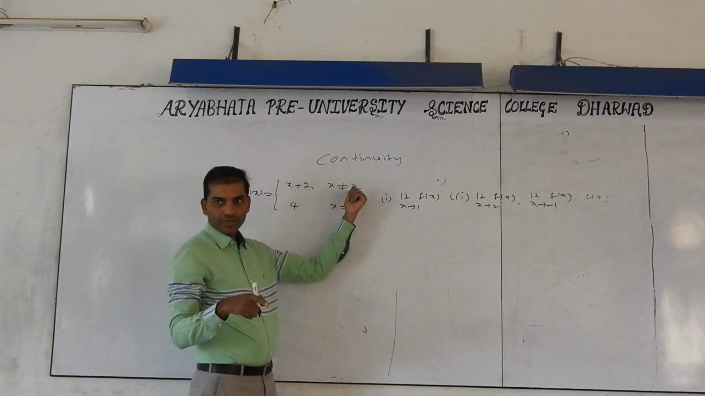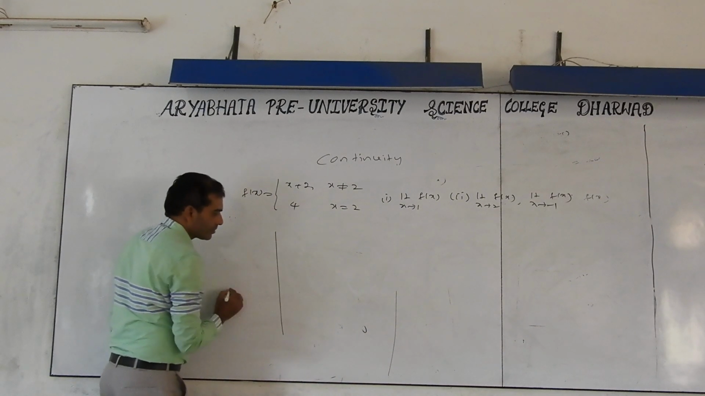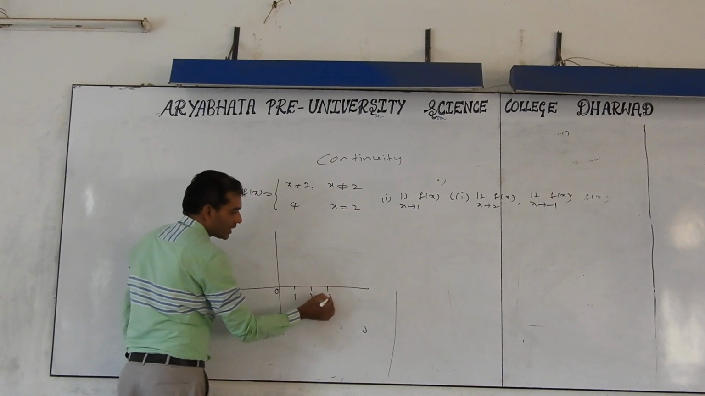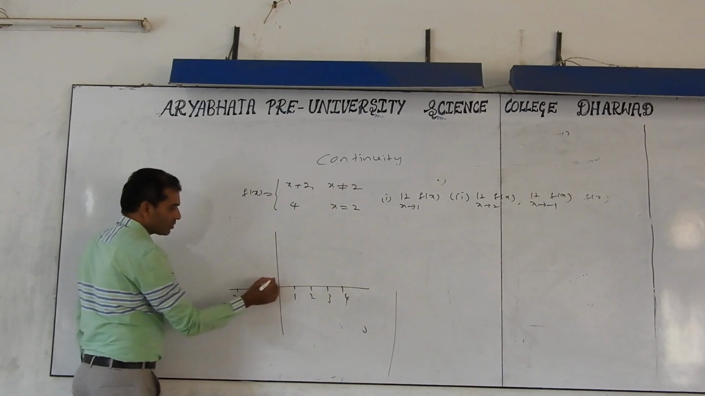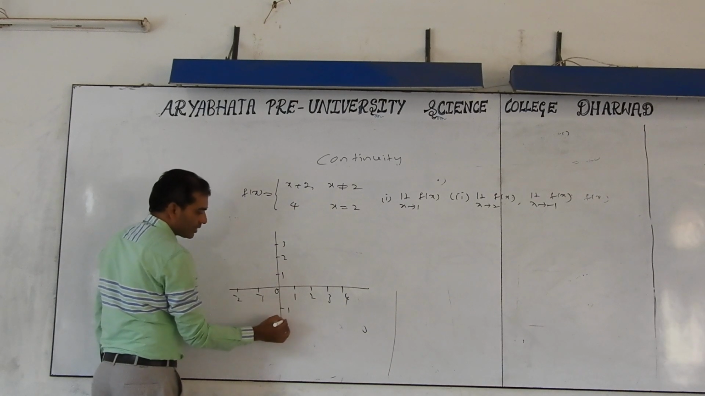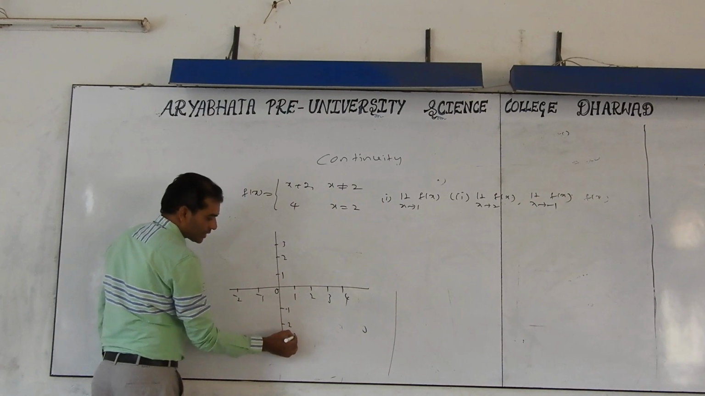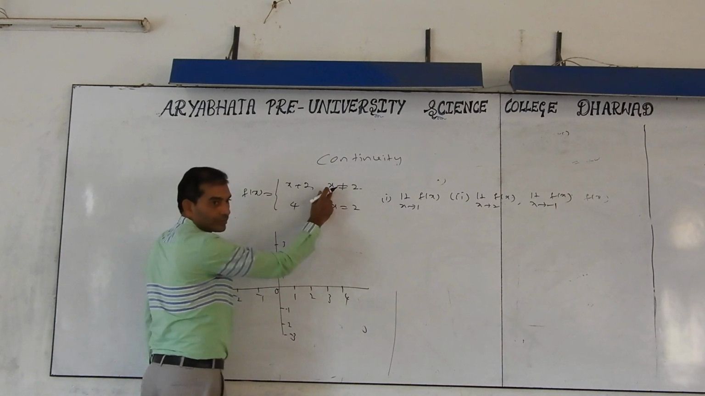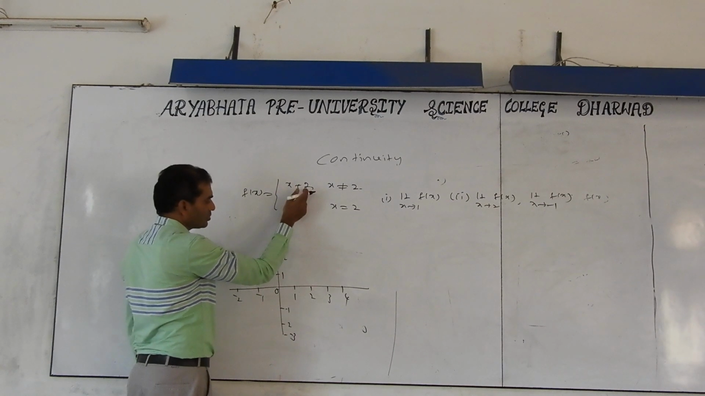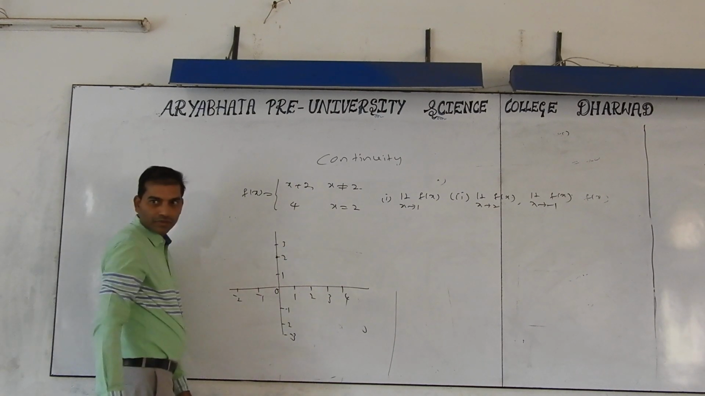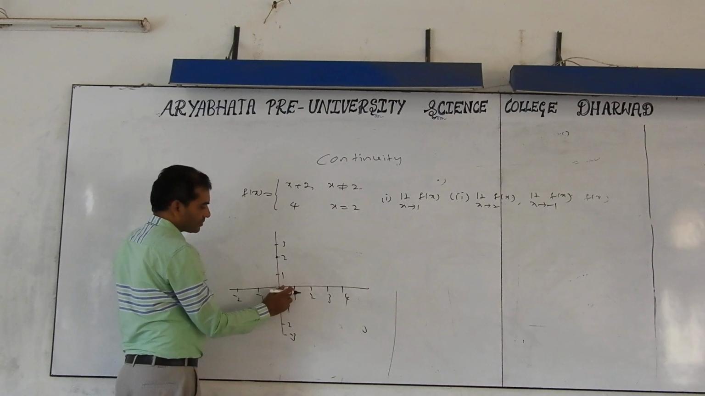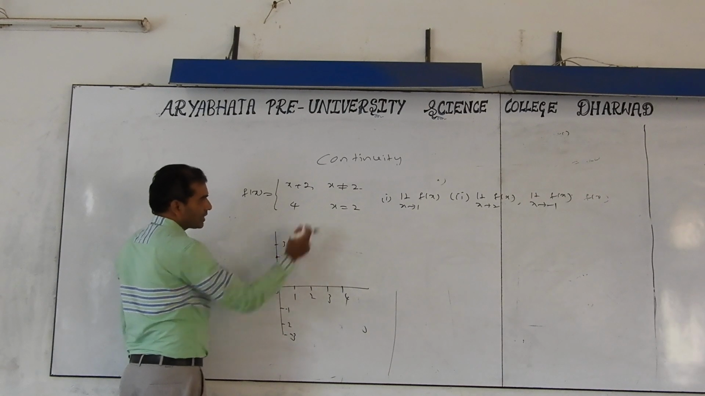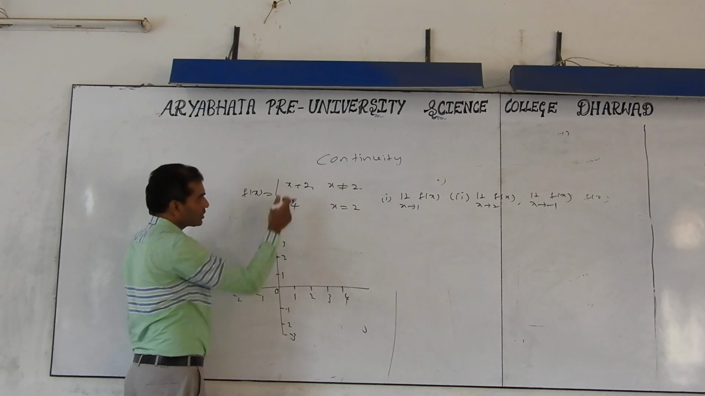X not equal to. If you draw the graph here, x is 0 here. 1, 2, 3, 4, minus 1, minus 2, minus 3. If you take 0, 0 comes under not equal to. What is the value, 0 plus 2? 2. Next, if you take 1, 1 comes under this one. 1 plus 2, 3.